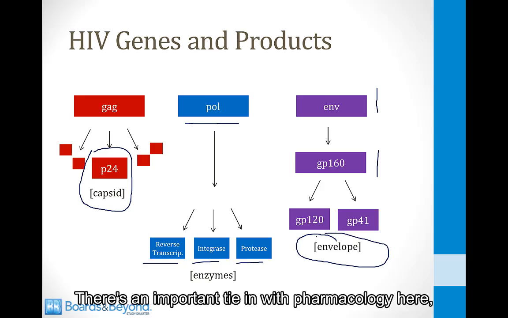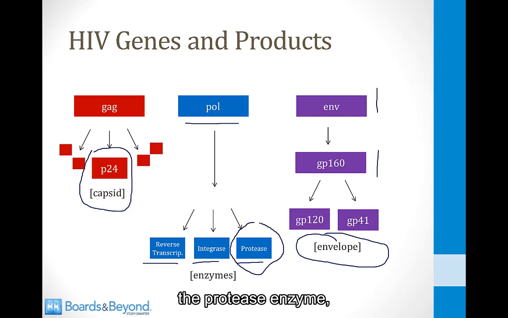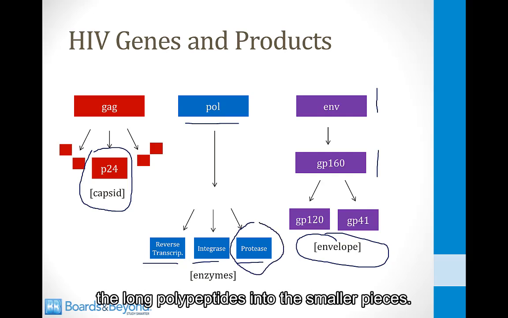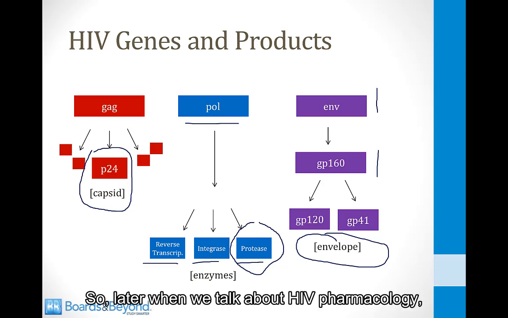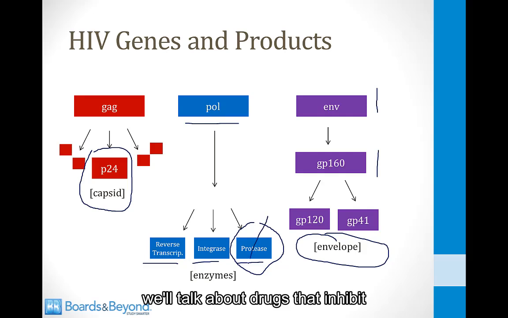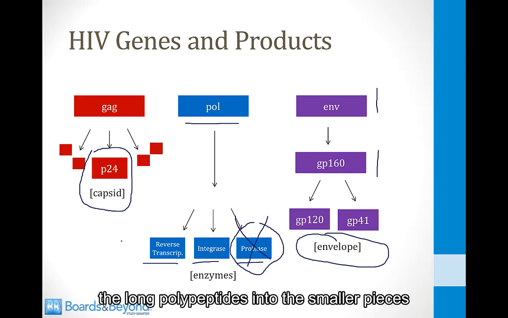There's an important tie-in with pharmacology here. The protease enzyme is the enzyme responsible for cleaving the long polypeptides into the smaller pieces. So later, when we talk about HIV pharmacology, we'll talk about drugs that inhibit the activity of protease. And when you inhibit that activity, the virus is no longer able to break up the long polypeptides into the smaller pieces, and therefore it cannot become functional.